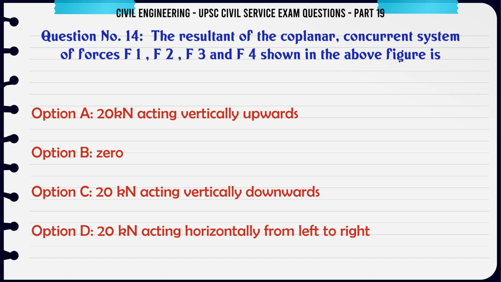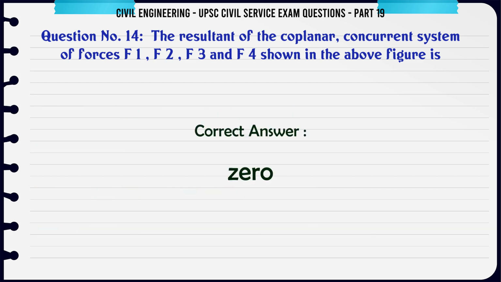The resultant of the coplanar concurrent system of forces F1, F2, F3 and F4 shown in the above figure is A. 20 kN acting vertically upwards, B. 0, C. 20 kN acting vertically downwards, D. 20 kN acting horizontally from left to right. The correct answer is 0.